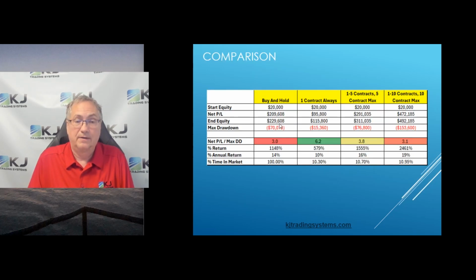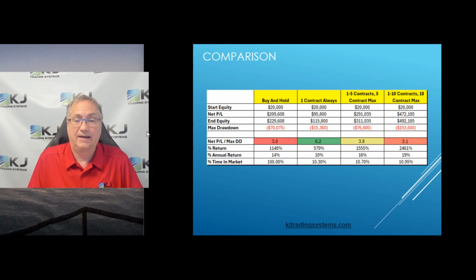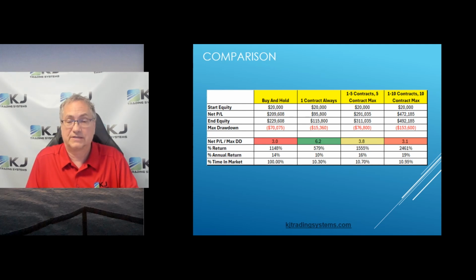Buy and hold, it definitely made money. It also had a huge drawdown during the trade, and it ended up with a risk-adjusted return of 3.0, which is the lowest of all these. And then you can see the data for one contract, 1 to 5 with a 5 max, and 1 to 10 with a 10 max. And the best from a risk-adjusted basis is the one contract. Just trading one contract had the best risk-adjusted basis.